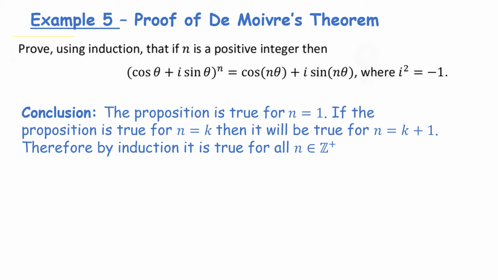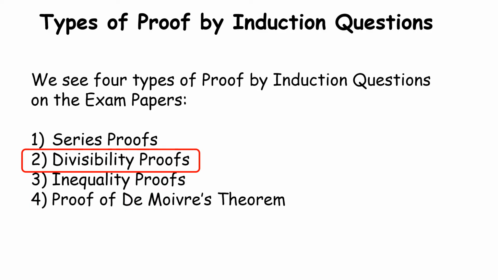So this is the first time we've seen a little bit of a change in here, just because they haven't said natural numbers. So just be aware of that with your conclusion. And today, like I said, we're looking at divisibility. So we've looked at series proofs. Yesterday I went through the proof of De Moivre's theorem, which isn't a type of proof, but it is in itself a proof, and it's asked as is.